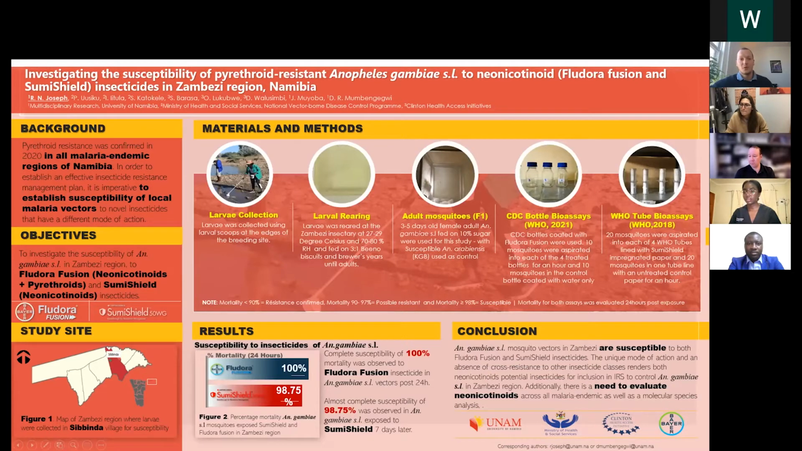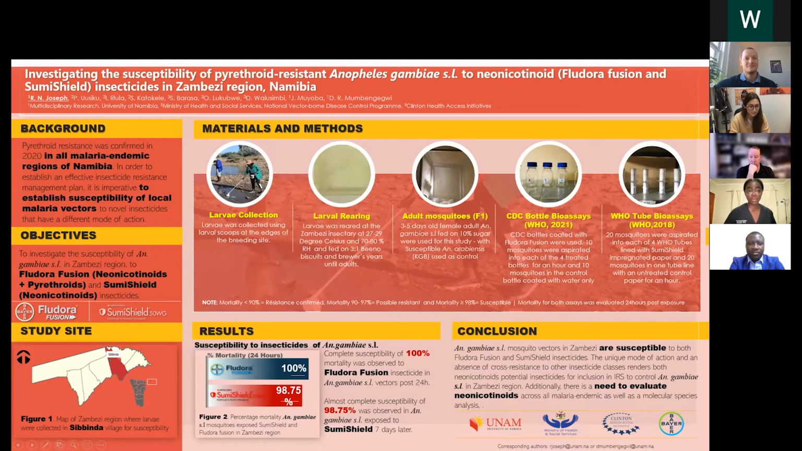So the fourth speaker is Rose Joseph, and I can see you there. Hello, Rose. And Rose is from the University of Namibia, and she's going to be talking to us about the evaluation of neonicotinoid insecticides against pyrethroid resistant Anopheles gambiae sensu lato in the Zambezi region of Namibia.